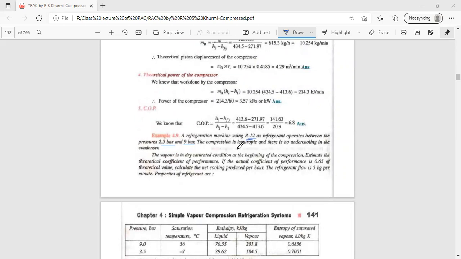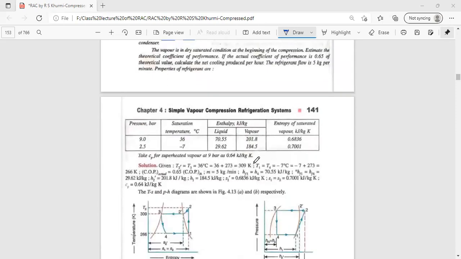For the theoretical consideration, there is no undercooling in the condenser itself. The vapor is dry saturated before compression. Okay, HF3 is H4, which is given.